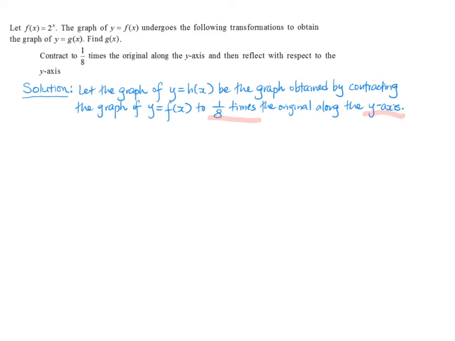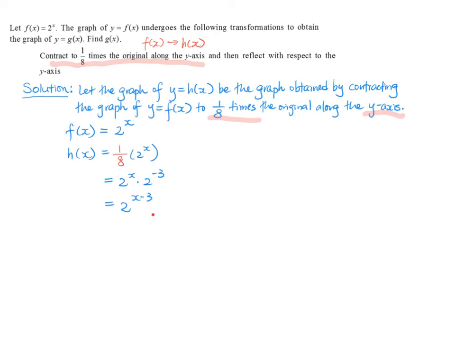Okay, so this part is what we want to take care of first. Okay, it goes from f of x to h of x. That's the intermediate step. So we start with f of x. Then obviously h of x is just f of x times 1/8. But then we want to simplify it to make it look good.